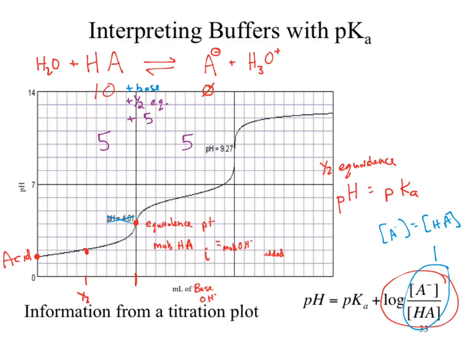At that point, I know the pH equals the pKa, which means I can now say the pKa for this acid is about 2. I'm now at my half equivalence point. Kind of makes sense? And also at that point, I'm going to have to erase some of this stuff. We know that A minus equals HA.